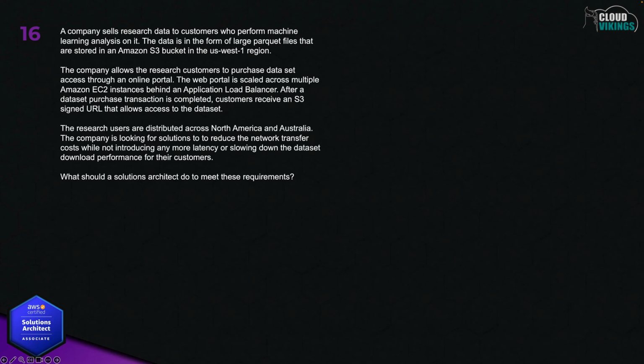Question 16. A company sells research data to customers who perform machine learning analysis on it. The data is in the form of large Parquet files that are stored in an Amazon S3 bucket in the US West 1 region. The company allows the research customers to purchase dataset access through an online portal. The web portal is scaled across multiple Amazon EC2 instances behind an application load balancer. After a dataset purchase transaction is completed, customers receive an S3 signed URL that allows access to the dataset.